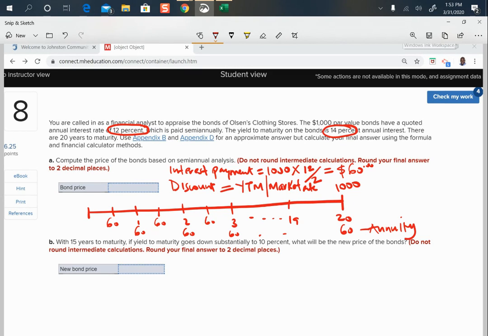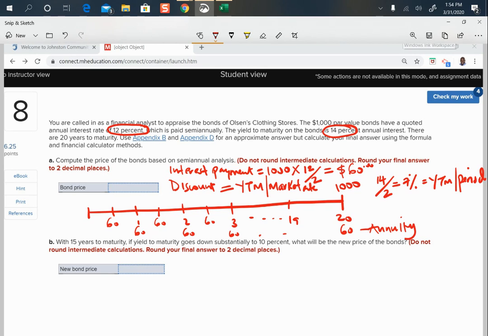And therefore, because this bond pays on a semi-annual basis, we also need to use our yield rate per period. So again, in this case, we are talking about 14% per year, and we have 2 periods per year, and therefore our yield rate is going to be 7% as our yield to maturity. Again, this is per period.